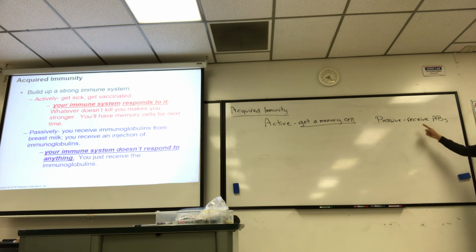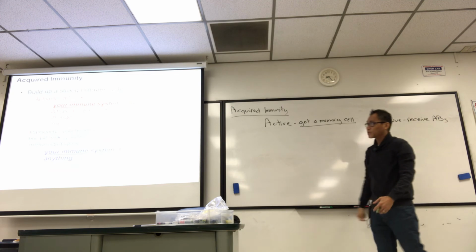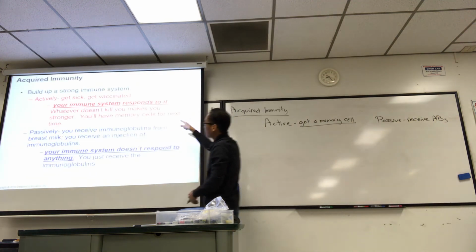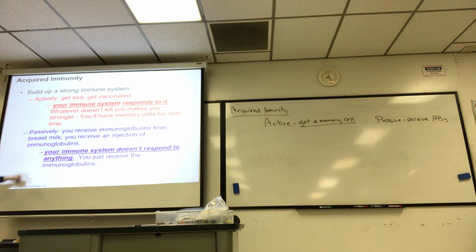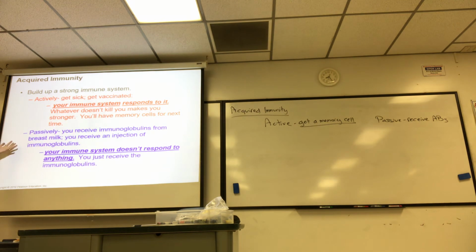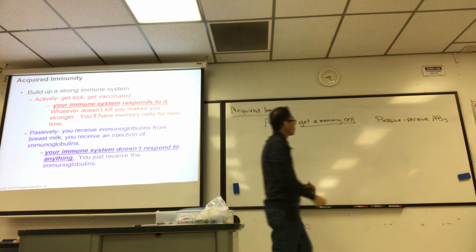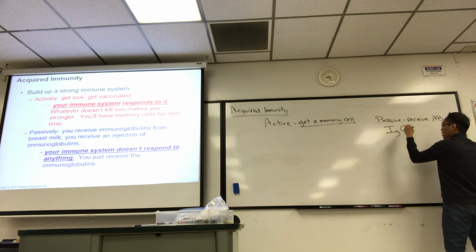Okay. Usually, you don't do this one unless you're close to death. Like you don't have time to wait for an immune response to get this. So this is kind of like, well, let's do it if there's some kind of last resort. So the active immunity, your immune system responds to it. Whatever doesn't kill you makes you stronger, but eventually you have memory cells for next time. Passively, you just receive the antibodies, the immunoglobulins. For example, from breast milk, from nursing mother to baby. There's different subclasses of antibodies, the Igs, the immunoglobulin Ig. There's IgG. Yeah, this is the most common one.